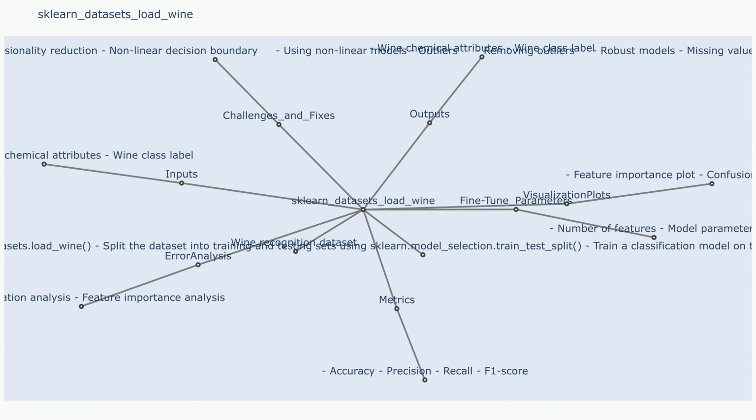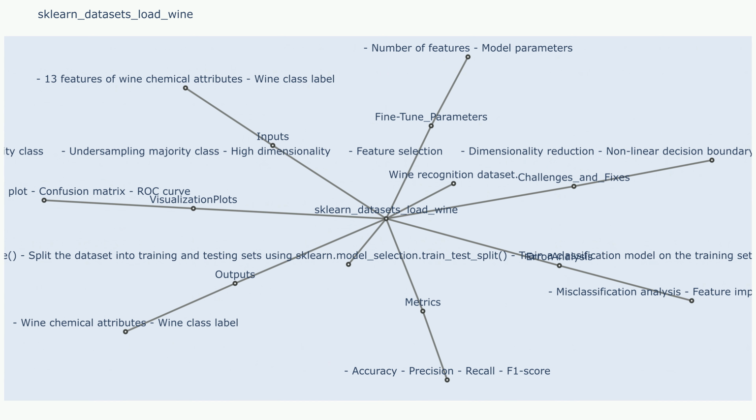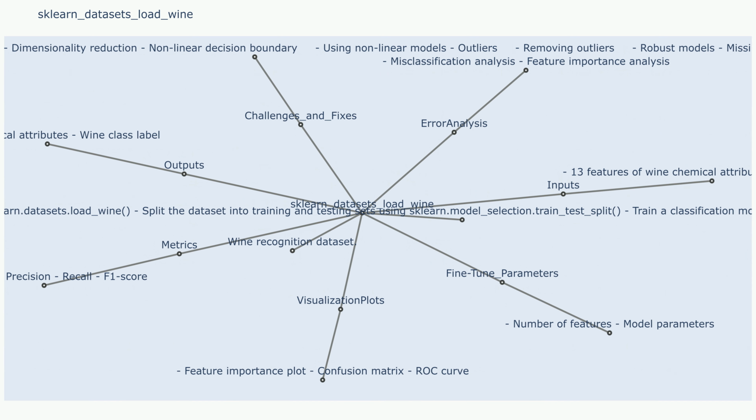Challenge 2: the dataset is imbalanced, with a different number of samples for each cultivar. Sample use case that resulted in challenge 2: using a simple classification model without addressing the class imbalance might lead to biased predictions towards the majority class. Fixes to challenge 2. Use oversampling techniques to increase the number of samples in the minority classes. Employ undersampling techniques to reduce the number of samples in the majority class. Use cost-sensitive learning methods to assign different weights to different classes during training.